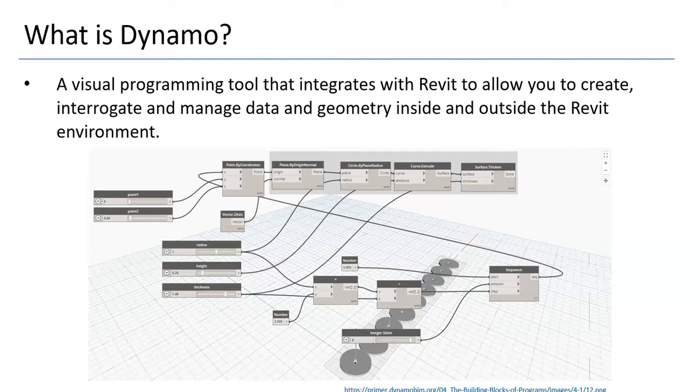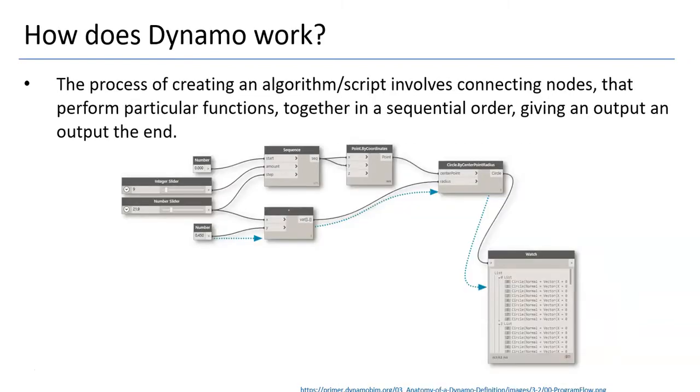So what is Dynamo? Dynamo is a visual programming tool that integrates with Revit to allow you to create, interrogate and manage geometry and data within and also outside of the Revit environment. The process of creating an algorithm or script is relatively simple. Connect together a sequence of nodes that perform particular functions in a given order. This gives you an output which can range from the management and review of data to creating geometry. This visual method of creating functions does not require the need for code, and so therefore is accessible to a large number of people that perhaps are not familiar with the process of coding.